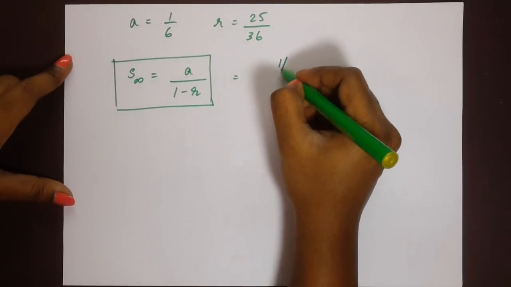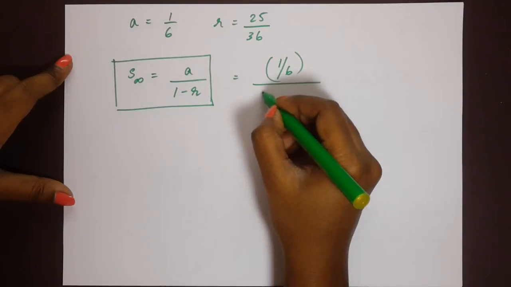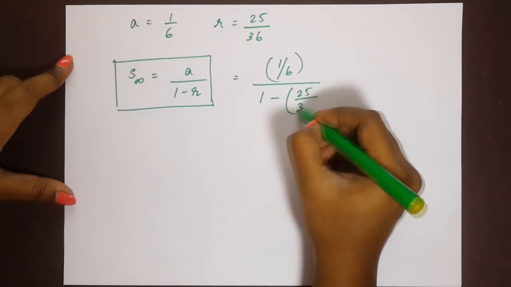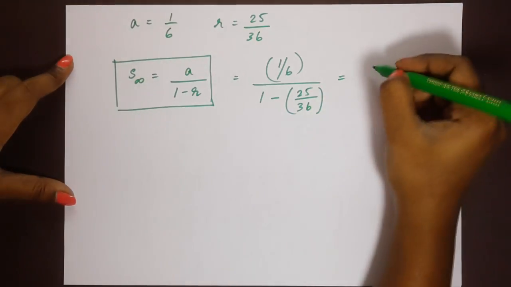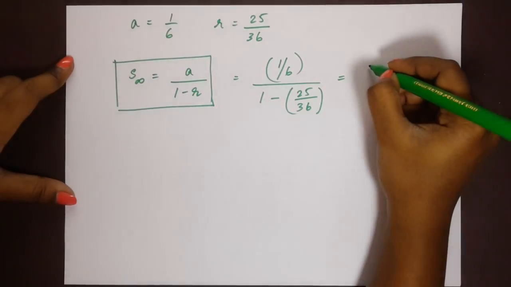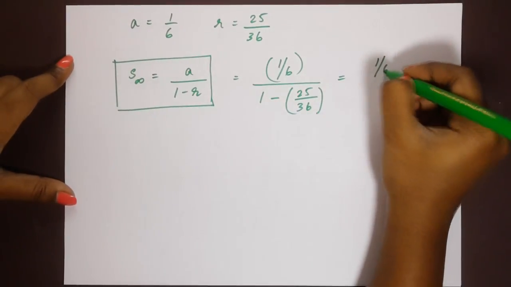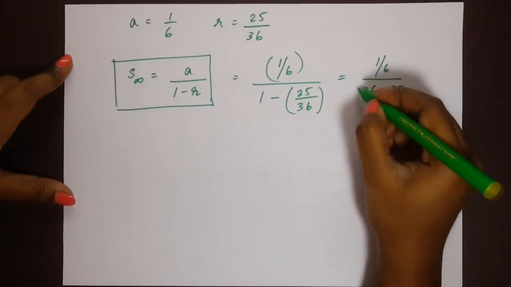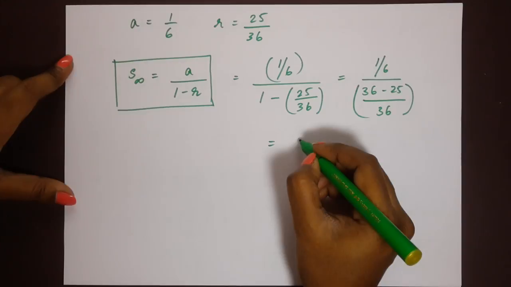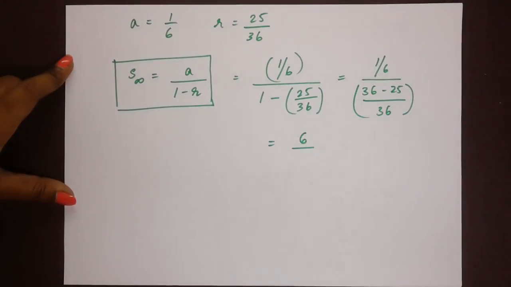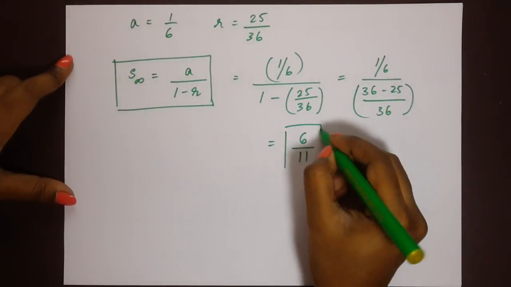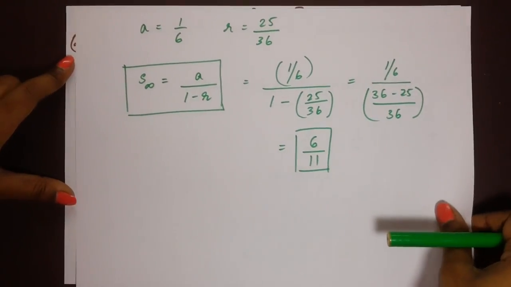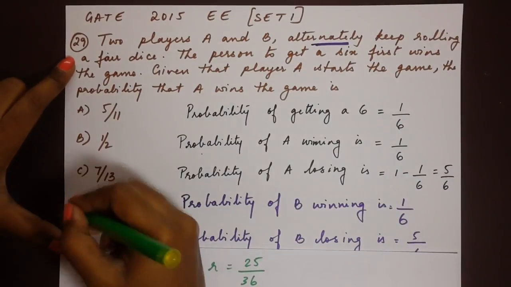Substitute, we get 1 by 6 divided by 1 minus 25 by 36. Resolving this, let's see. So that's 1 by 6 divided by 36 minus 25 divided by 36. Solving further, we will obtain 6 divided by 11. So our final answer is 6 divided by 11 and this matches option D.